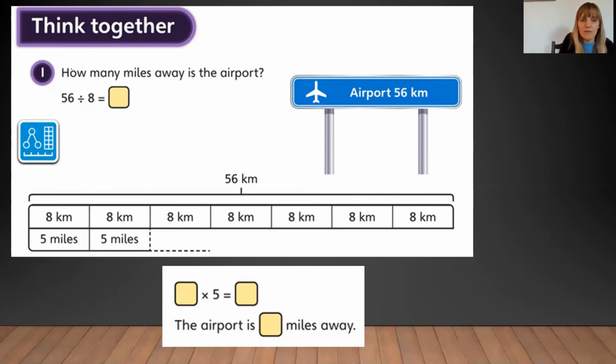So obviously I'm going to do 56 divided by 8, and that's 7, isn't it? So I've got 7 groups of 8 kilometres, which I can see here. Now, rather than drawing out 7 sets of 5 kilometres, I can just think, well, if I take that 7 and multiply it by my 5, which gives me 35, that's telling me that the airport is 35 miles away. So on our sign, when I'm saying airport 56 kilometres, I know that that is the same as 35 miles. So if I'm starting with kilometres and I want to turn into miles, I've divided by 8 and then multiplied by 5 to give me the number of miles at the end.